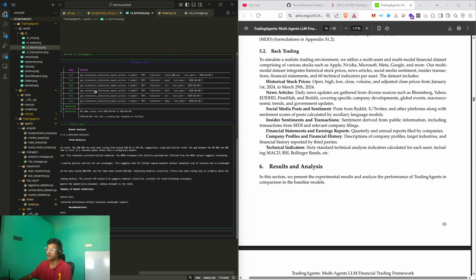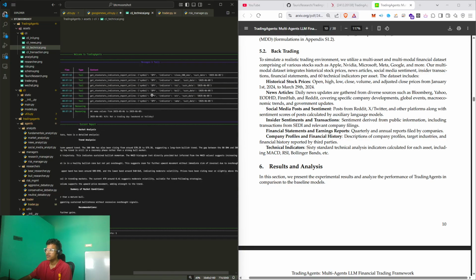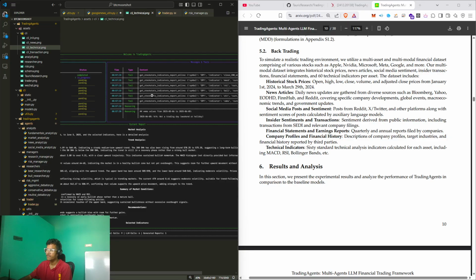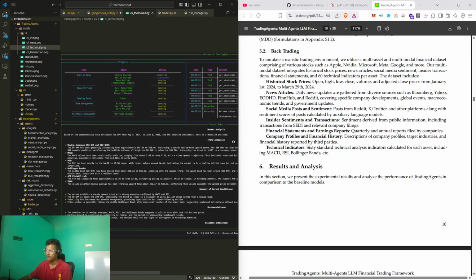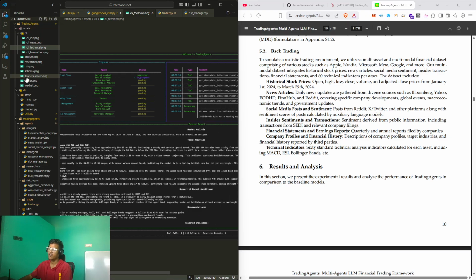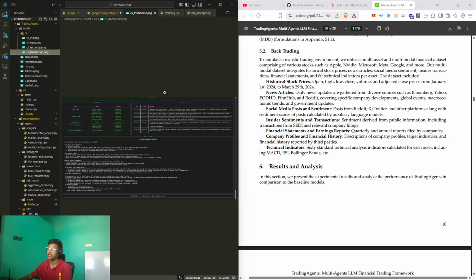Then codes here, then market analysis, current report market analysis, and trend analysis, the summary of market conditions, recommendations, selected indicators, all this stuff it's gonna give us as a response.